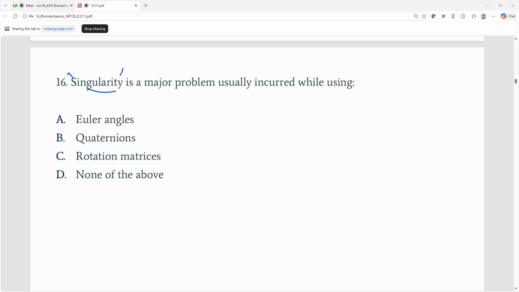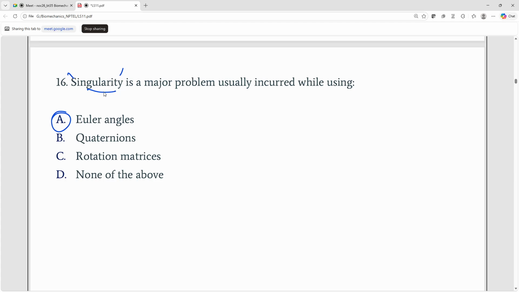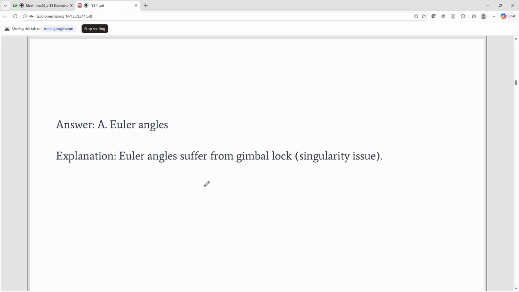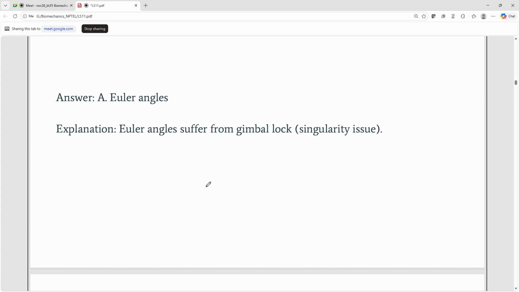Correct answer is option A, Euler angles. So with Euler angles, the singularity is the same as gimbal lock. Euler angles is the correct answer.